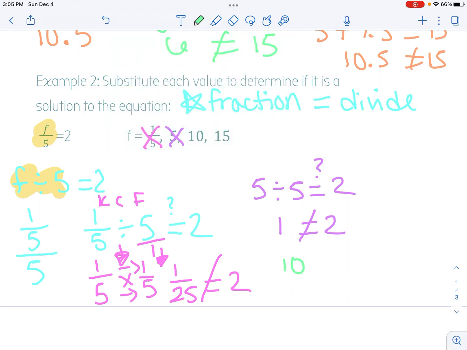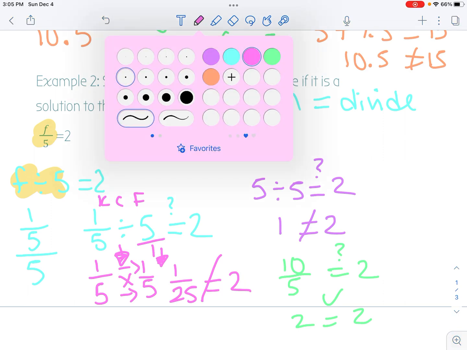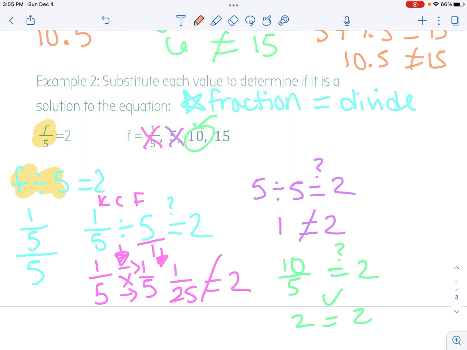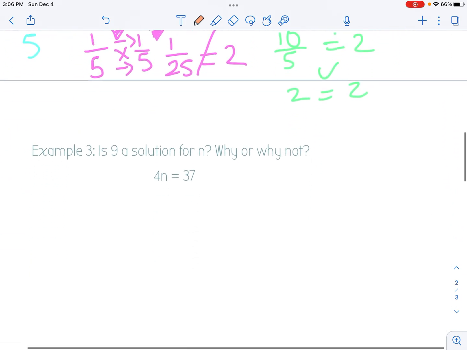Next one is 10. 10 over 5, or 10 divided by 5. Does this equal 2? 10 divided by 5 is 2. So yes, 2 equals 2. 10 is part of my solution set for this equation. And my last one is 15 over 5, or 15 divided by 5. Does this equal 2? 15 divided by 5 is 3, because we're looking at what times 5 equals 15. So this does not equal 2, so 15 is not part of my solution set. My only solution there is 10.